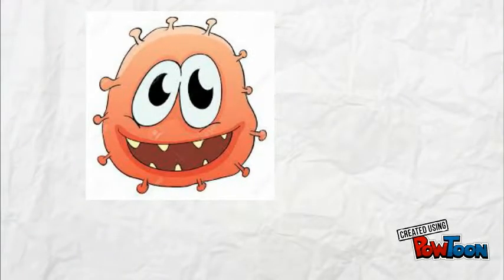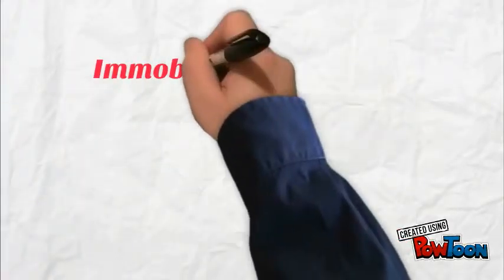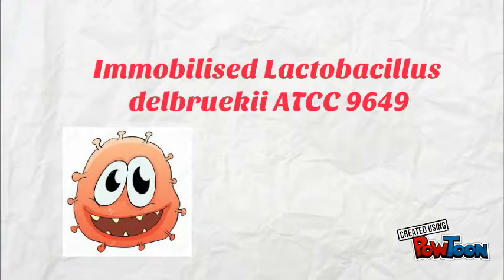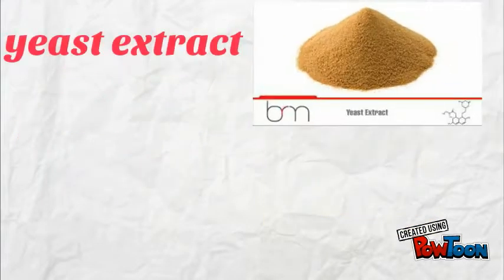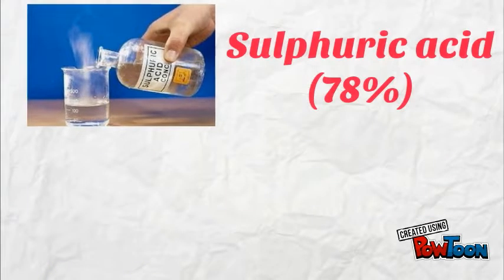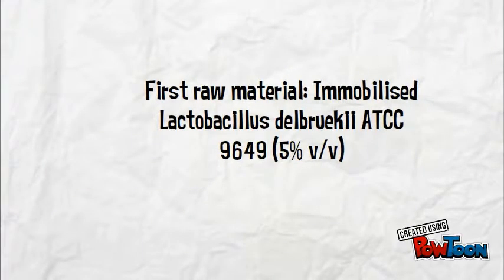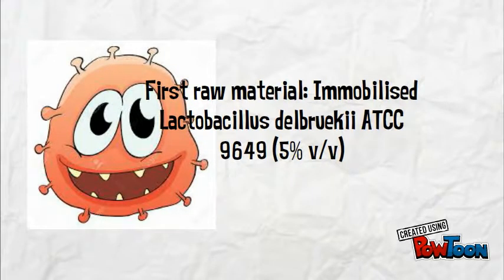We used 6 raw materials for lactic acid production, which are immobilized Lactobacillus delbrueckii ATCC 9646, liquid pineapple wastes, yeast extract, calcium carbonate, 78% sulfuric acid and activated carbon. We introduced the first raw material, which is immobilized Lactobacillus delbrueckii ATCC 9646.